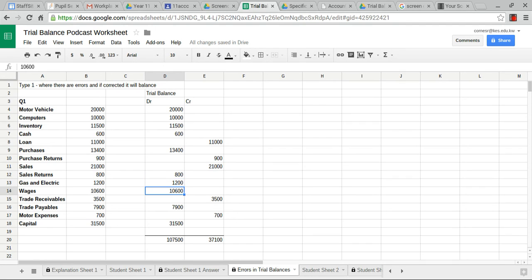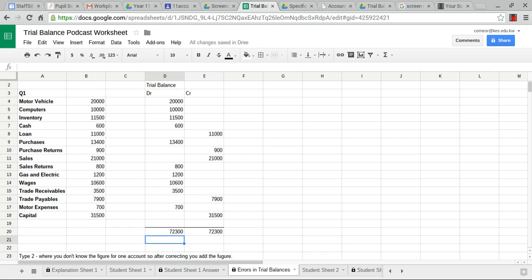Wages are an expense. Trade receivables are a current asset and should be on the debit side, but trade payables, what we owe, should be a current liability, and that goes on the credit side. Motor expenses 700, that should be an expense. And then capital 31,500 under the credit side, that's a credit entry.